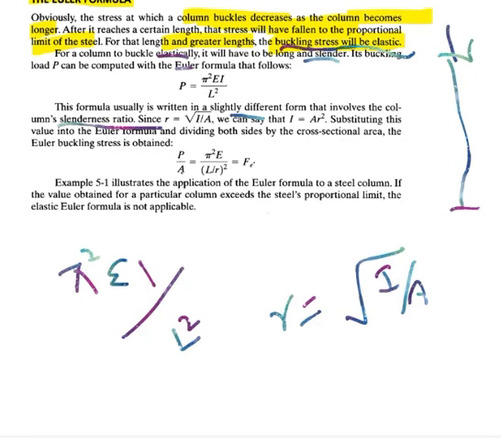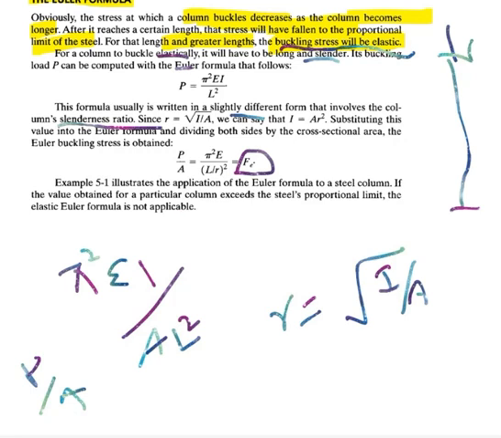Substituting this value into the Euler formula, if we calculate the stress P by A, that means you have to divide by A on both sides, the cross-sectional area. So P by A equals pi squared E by (L by r) whole squared. That is the elastic stress, Fe.